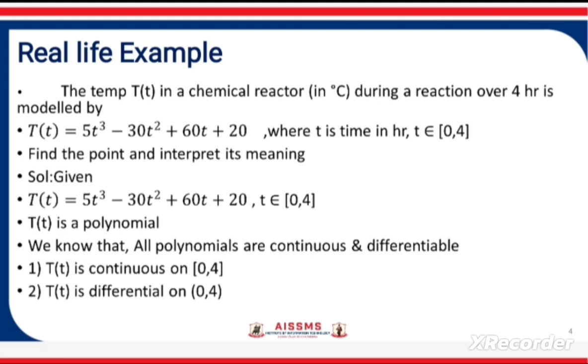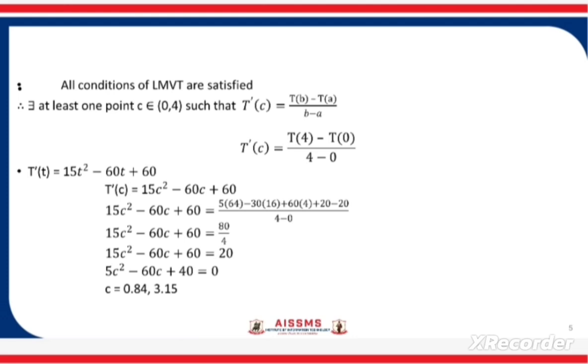So if these two conditions are satisfied, then we can say that there exists at least one point c belongs to open interval (0, 4), such that T dash of c is equal to T of b minus T of a divided by b minus a. Here they define the interval 0 to 4, so value of a is 0 and value of b is 4. So our formula becomes T dash of c is equal to T of 4 minus T of 0 divided by 4 minus 0.